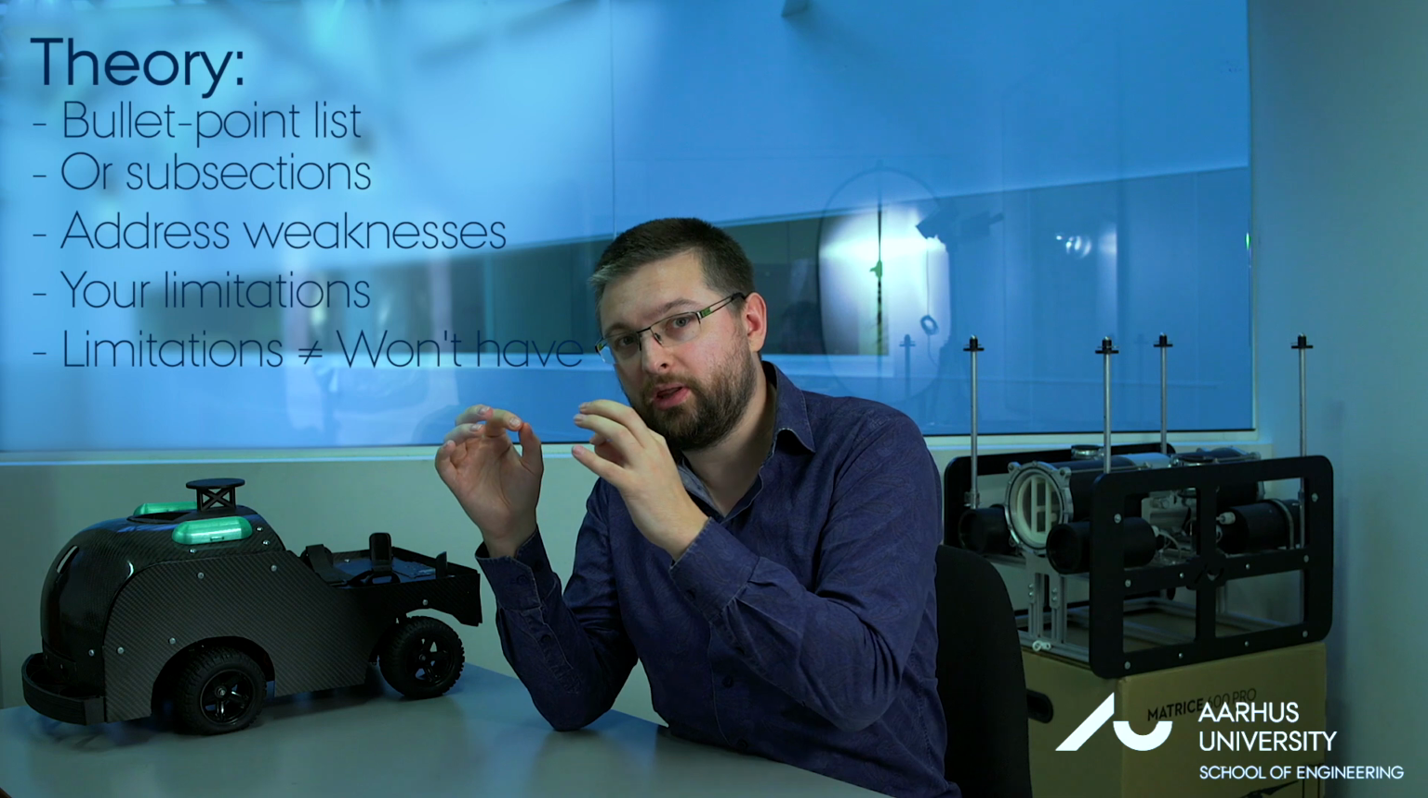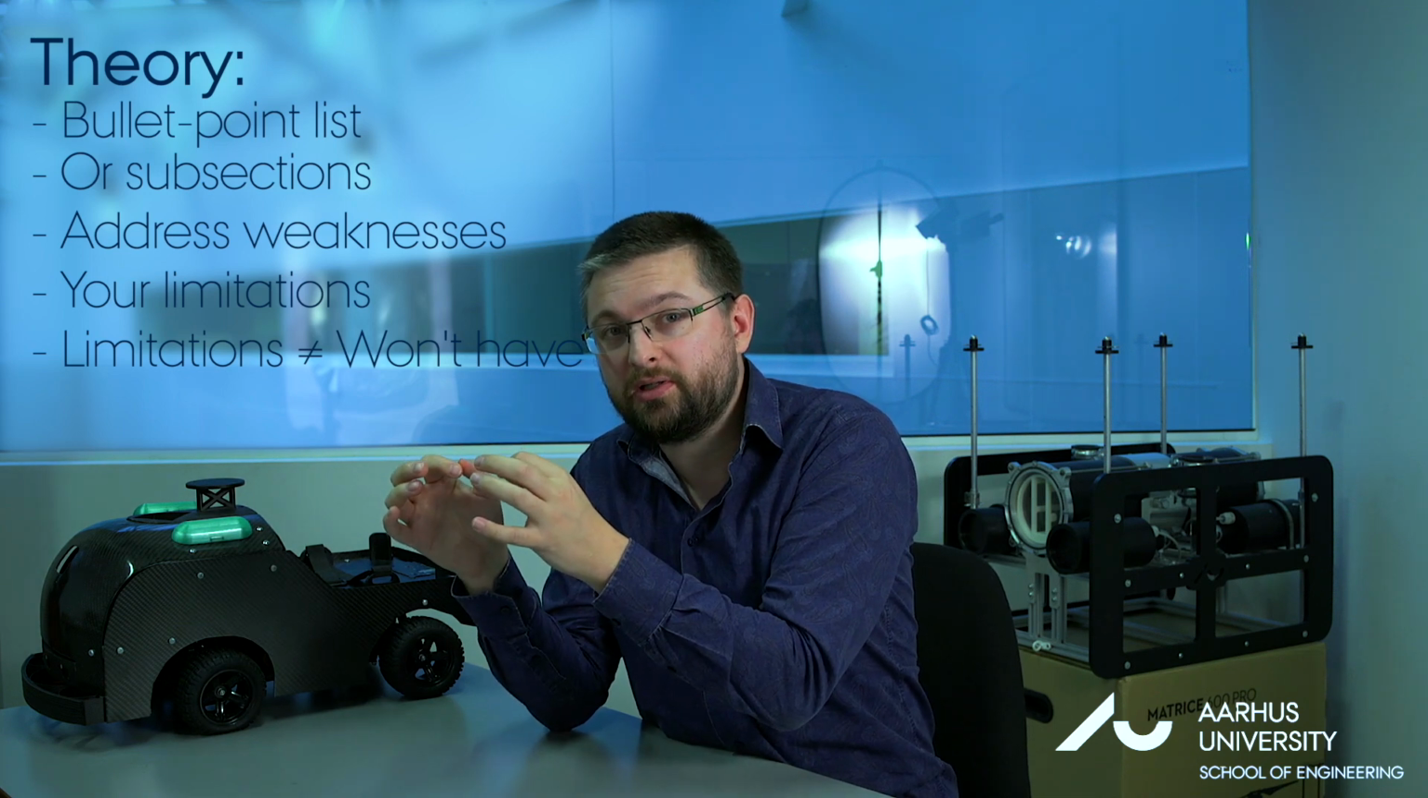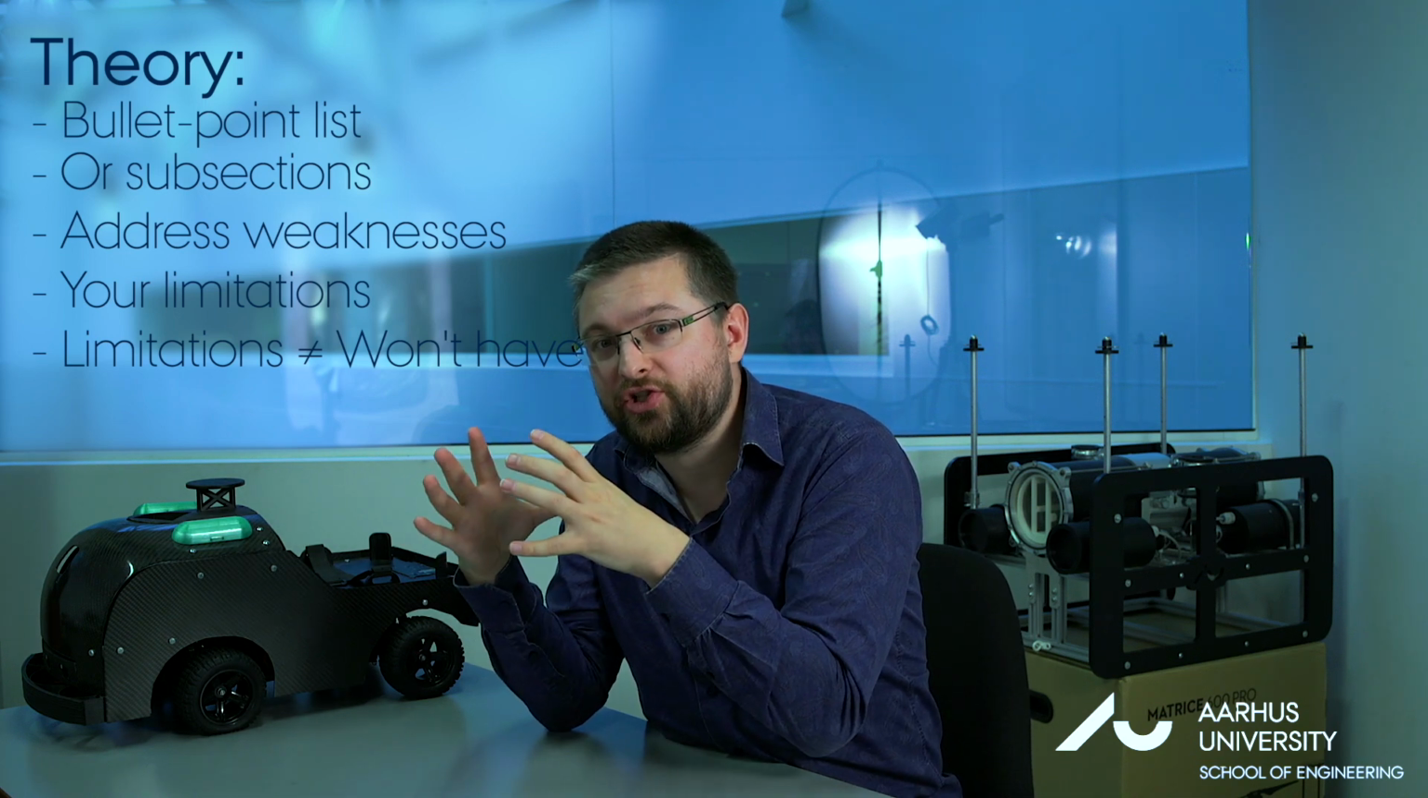So problem limitation is for what I call artificial limitations that you put on your project. It's something that in an ideal world you would not limit, but for one reason or another you felt like you had to limit it. Please make sure that the limitations you write here do not overlap with the specification of requirements that's coming in the next video, where you have the won't have section. So the won't have and project limitations are two different things.